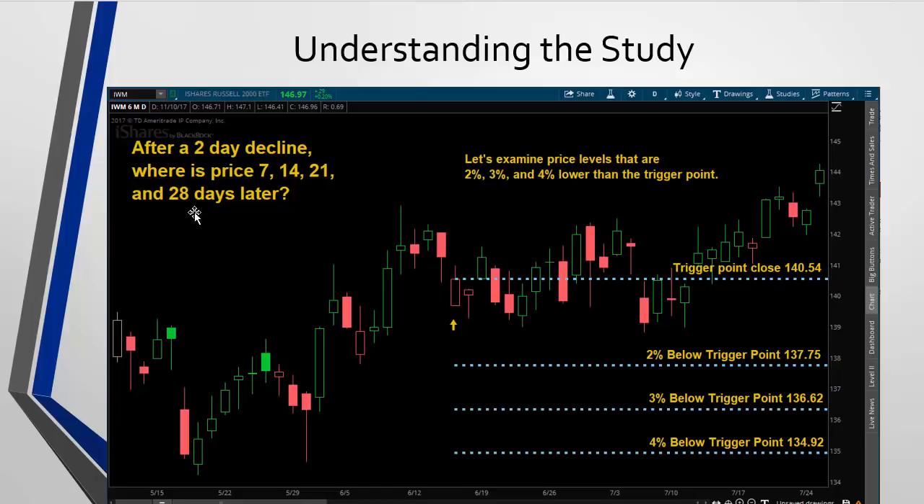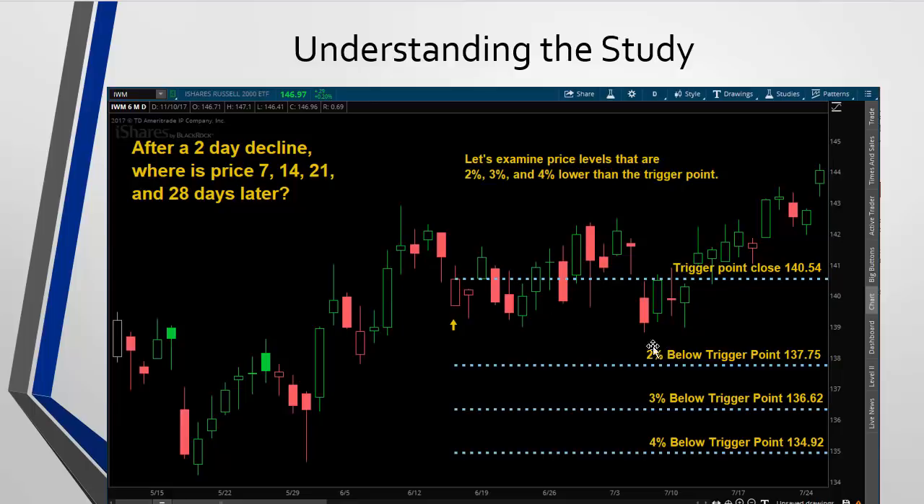Let's look at that real quick. After a 2-day decline, where is price 7, 14, 21, 28 days later? I chose this example. Here we had a 2-day sell-off on this yellow arrow. The trigger point close here was 140.54. So what we're going to look at is, is it above 2% lower 7 days later? Is it above 3% lower? Is it above 4% lower? Because remember, we're going to sell out of the money put credit spreads, which means that if the price goes against you a little bit, that's actually okay. We don't need it to be above the actual close price.